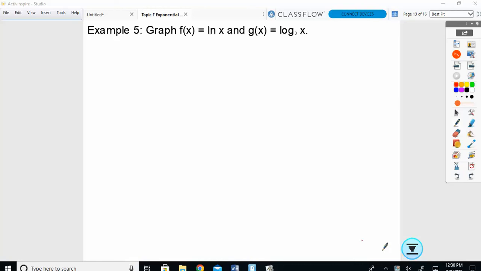About properties of logs yesterday, and we stopped here, right? I went through the properties, we just didn't actually do any examples, right? Yes. Okay, so let's talk about graphing this.